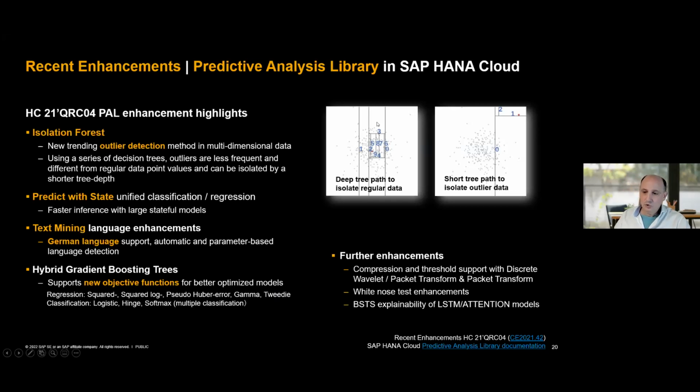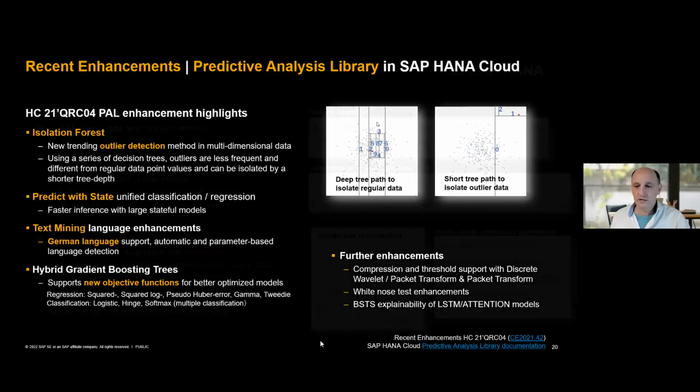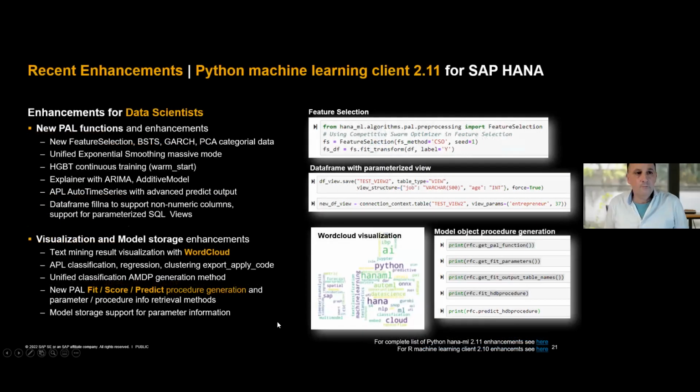Again, here there's a link to all the new algorithms in the respective release. There are some minor updates, which I'm not covering here due to the time constraint. And then on the level of the Python machine learning client 2.11, the release I've also used in the demo, there's again a rich set of enhancements. Certainly all the new functions have been adopted, like feature selection functions, BSDS, etc. Unified exponential smoothing in massive mode, etc.